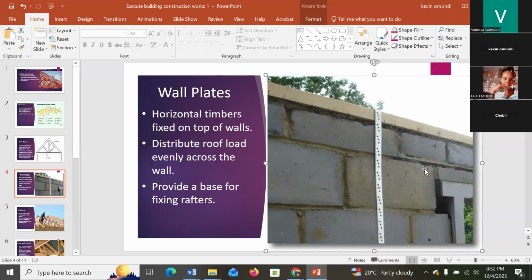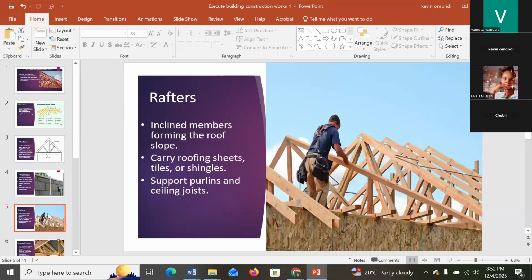Then we have the rafter. The rafters are inclined members forming the roof slope, and they carry roof sheets, tiles, or shingles, and also they support the purlins, like Vanessa has just told us about the purlins, and also the ceiling joists.